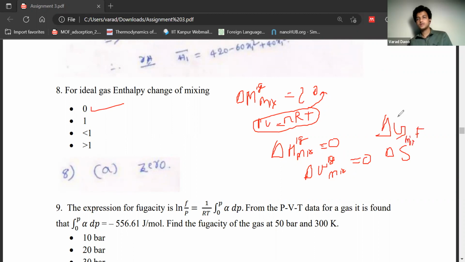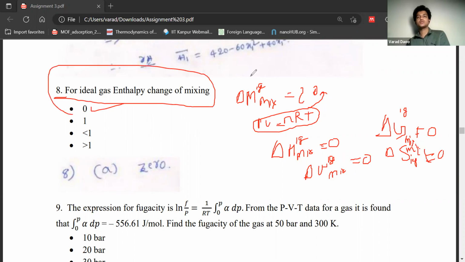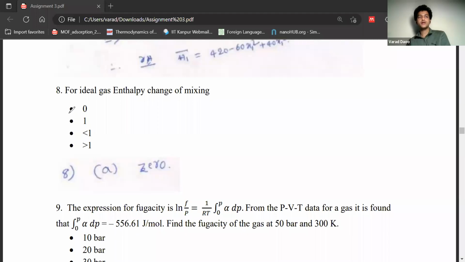Mixing, ideal gas mixing, not going to be 0. So these are very standard results. I hope you have gone through it. If you have not, you can just go back to your textbook, reference books, and you can find the derivation there. Okay. So question 8, A is the option. Now we'll move on. If anybody has any question, they can ask. Otherwise, we'll move on to the next question.